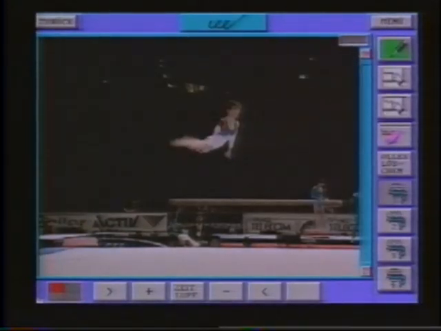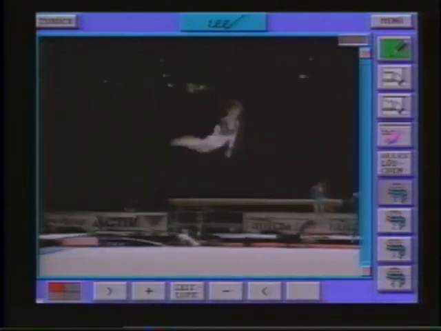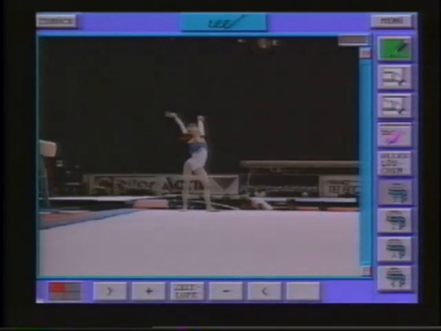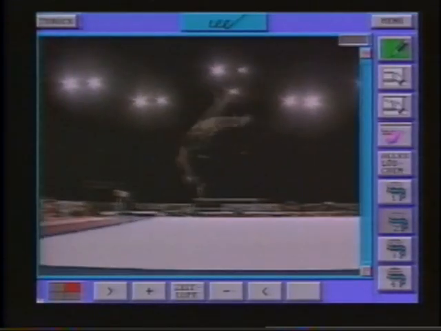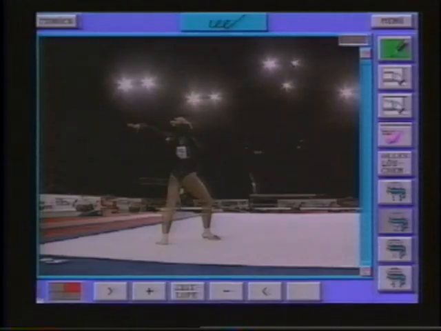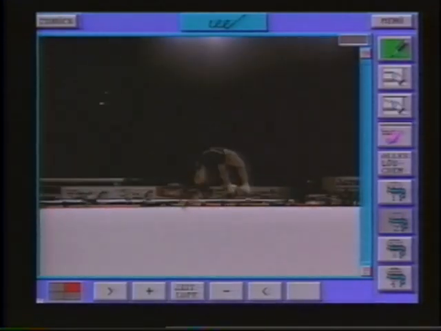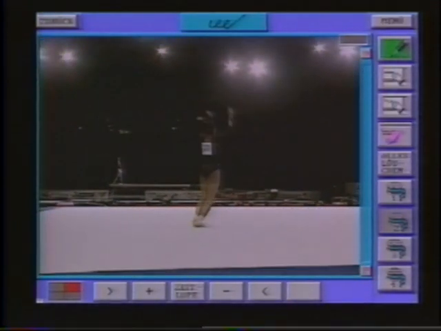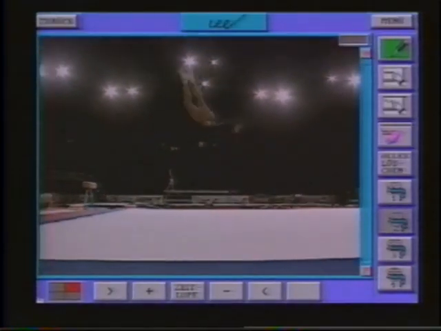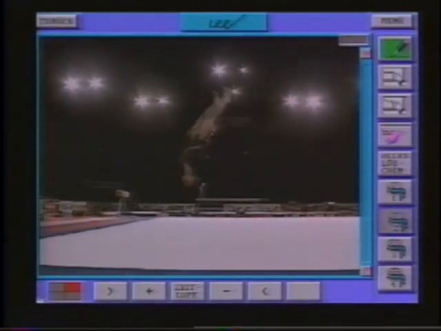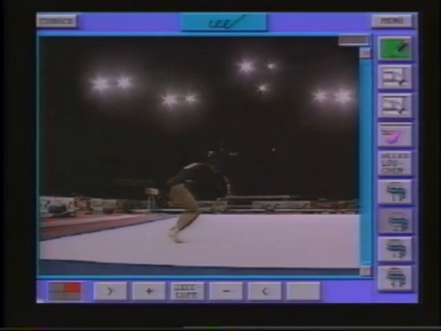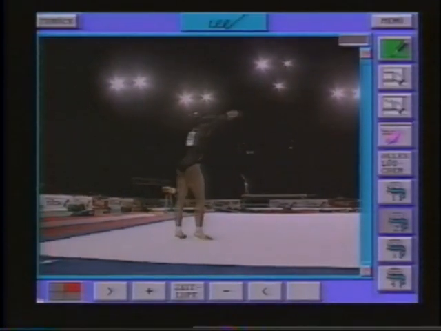Double salto backward stretched, E, in ideal execution, no deduction. Bonus points for extra E. Second gymnast with double salto backward stretched, good height, distance. For slight opening of the legs, minus 0.05. And upper body lean forward on the landing, minus 0.05. Bonus points for extra E.